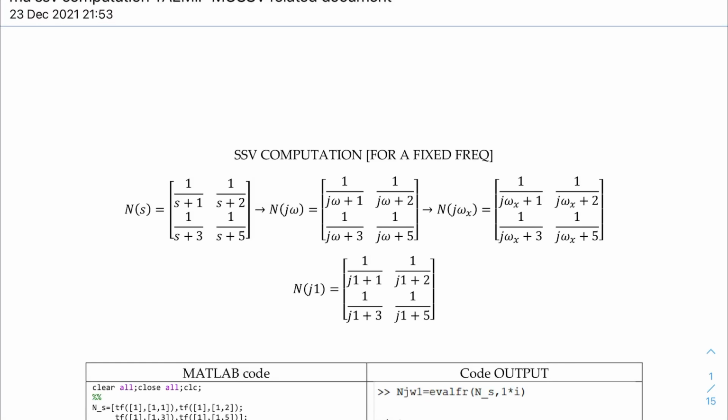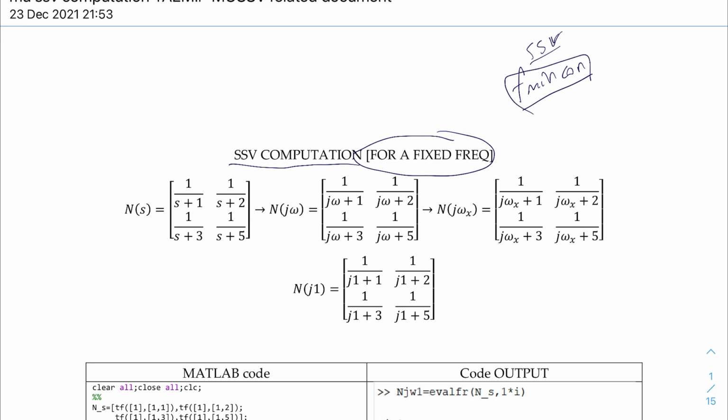What's up, everybody? Now we are going to focus on SSV computation, also for a fixed frequency. I'm going to reiterate what I said in the previous video, where we computed SSV for a given specific complex n by n matrix. We did that by using fmincon, a Matlab function we use when we try to optimize stuff.